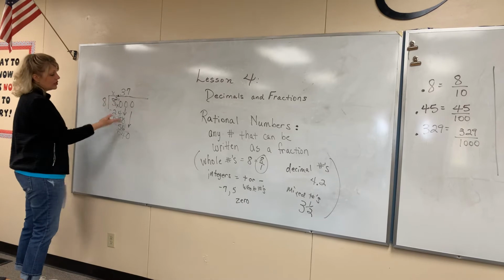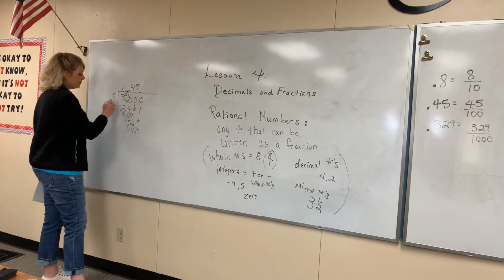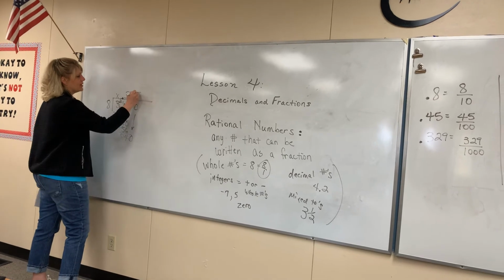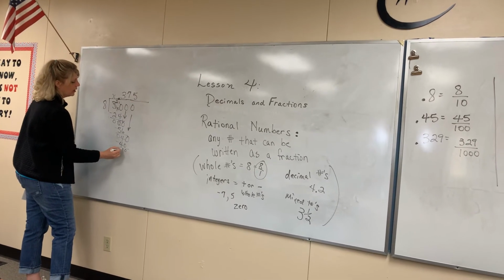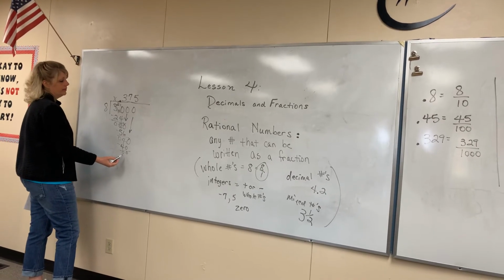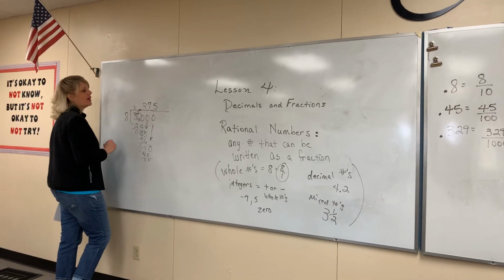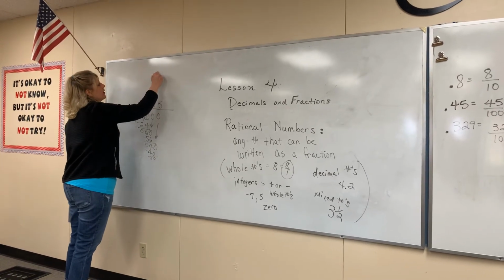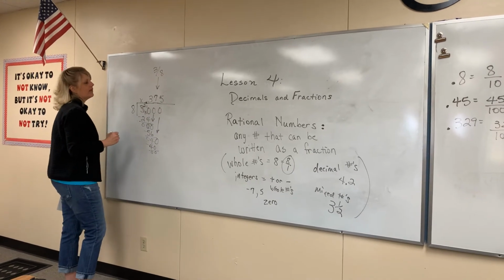It hasn't stopped. It hasn't repeated itself. So let's keep going. That goes in there 5 times. 5 times 8 is 40. Uh-oh. Look what just happened. No remainder. And what did we get? 375 thousandths. So we just turned this 3 eighths into a decimal number, which is 375 thousandths.